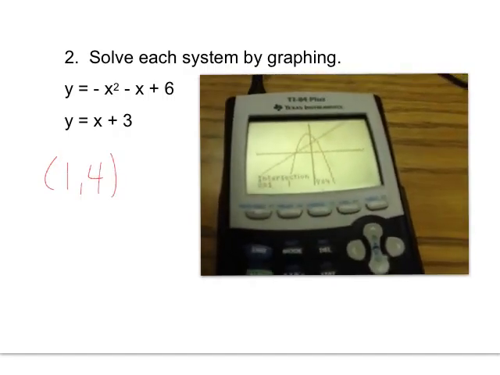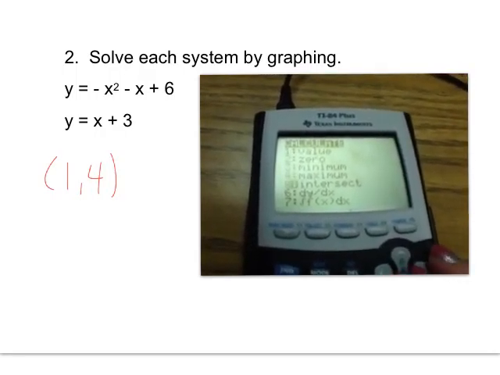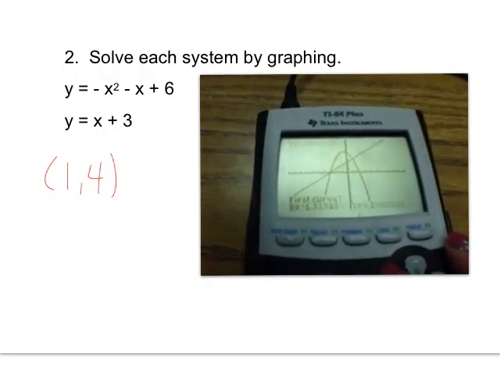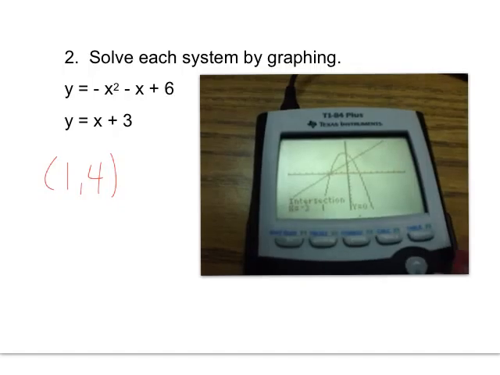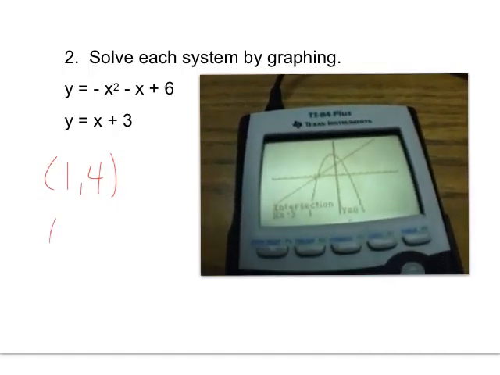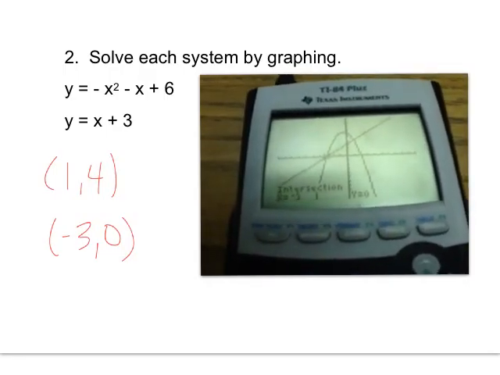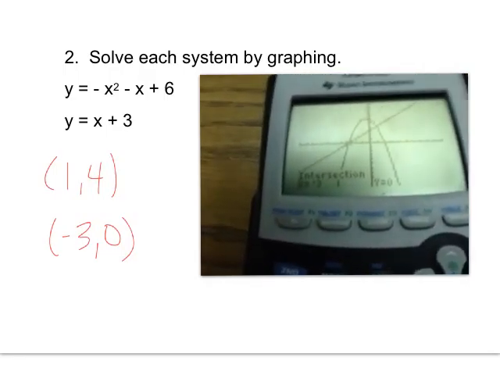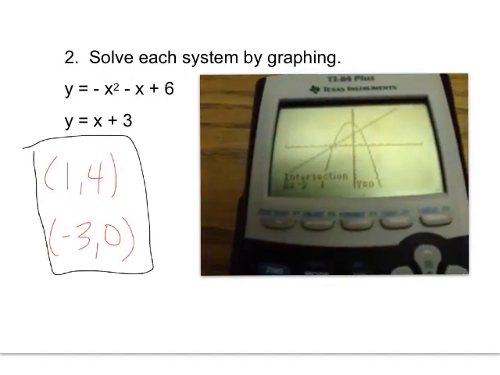I'm going to calculate the second intersection by pushing second trace, choose intersect. I'm going to move my blinking cursor over close to that intersection and enter 3 times. And that second intersection point is at -3, 0. So the 2 solutions to this system of equations are 1, 4 and negative 3, 0. Awesome.